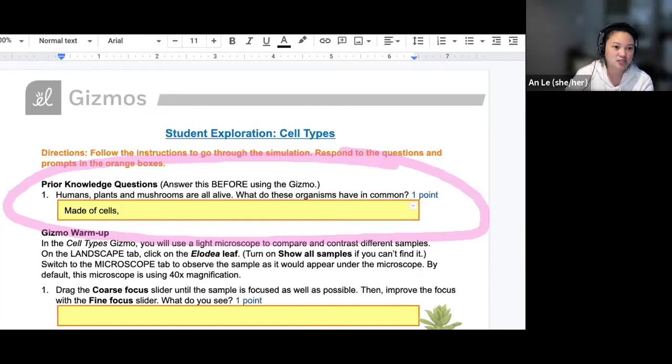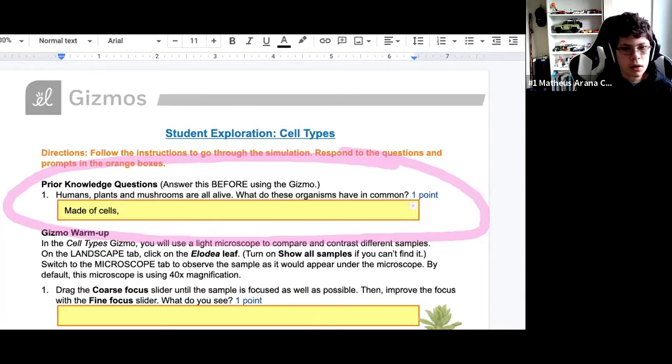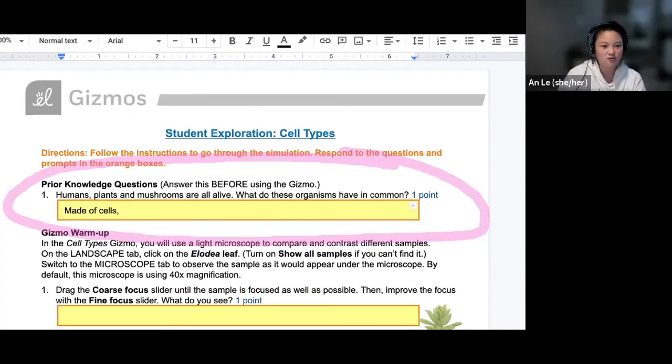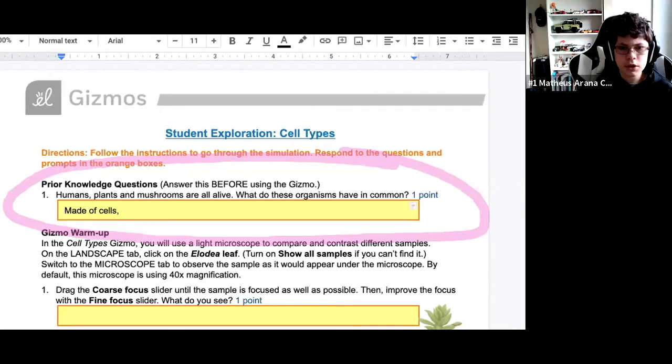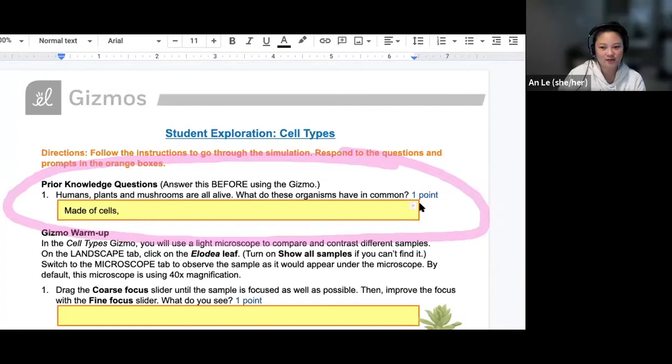Let's see, Matthews, I saw that you wrote something as well here. What did you say that they all have in common, Matthews? What I said, they all have chromosomes. Uh-huh. What else? What was that last word that you wrote? Energy, and they have energy. Yes, they all use energy. So we're going to use energy.